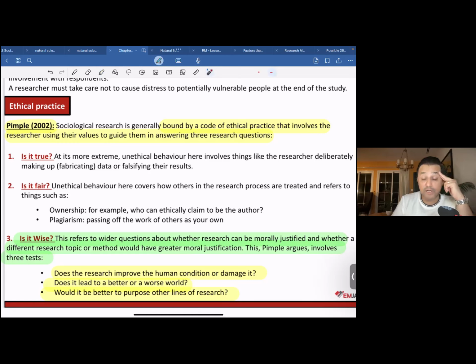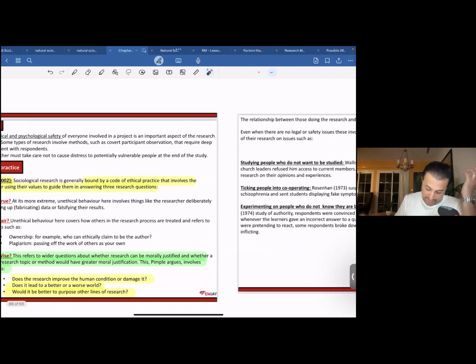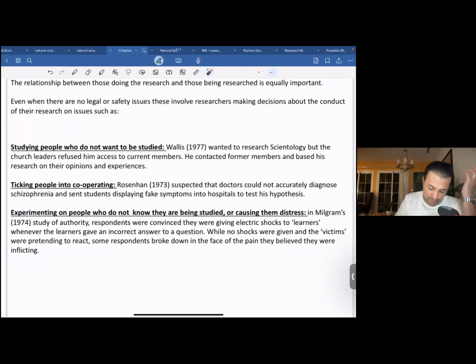So once you're done collecting your data, make sure that you publish your work only when you think this would improve human conditions, right? This would help individuals in society, help the society. Be pretty cautious, be wary, make sure that your work is leading the society, the world to be a better place. Would it be better to pursue other lines of research? I mean, do you want to do some additional work along with this? Now, taking this ahead, there are a couple of references that could possibly be used as well.